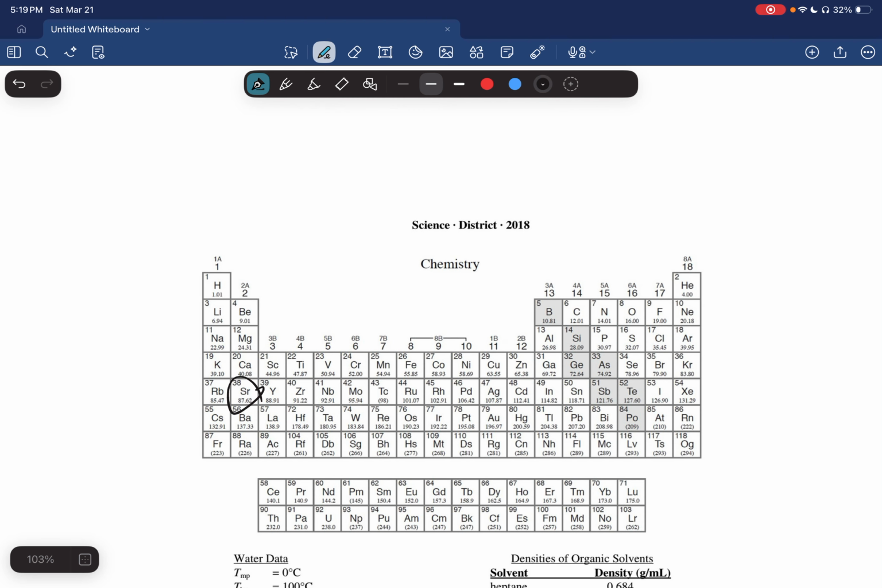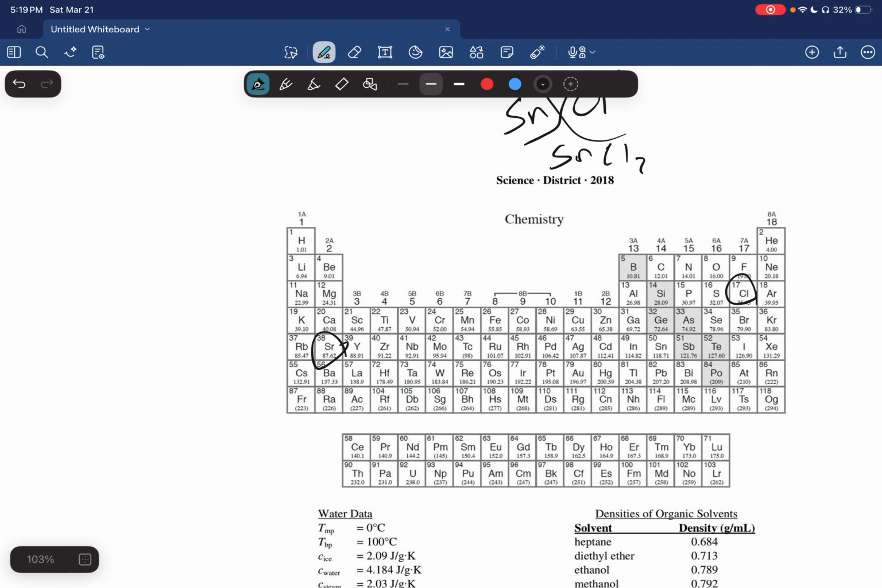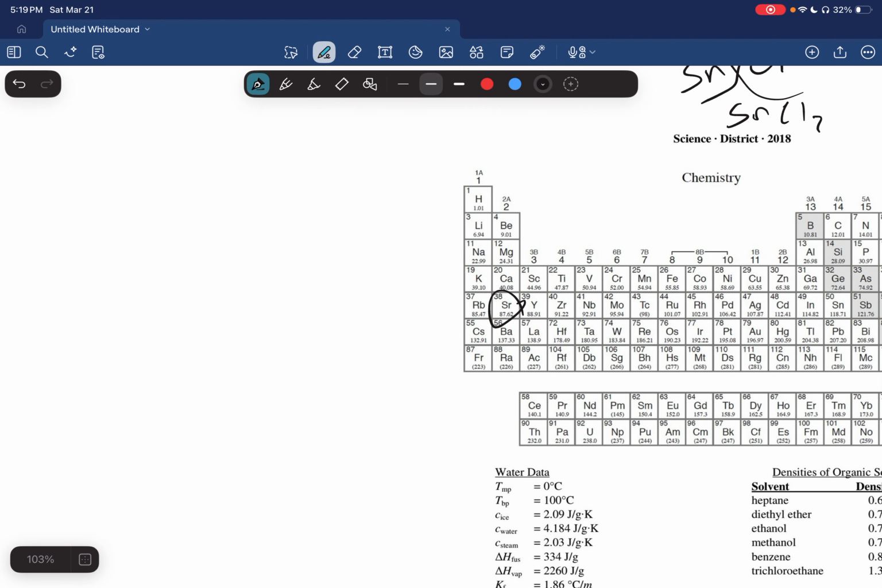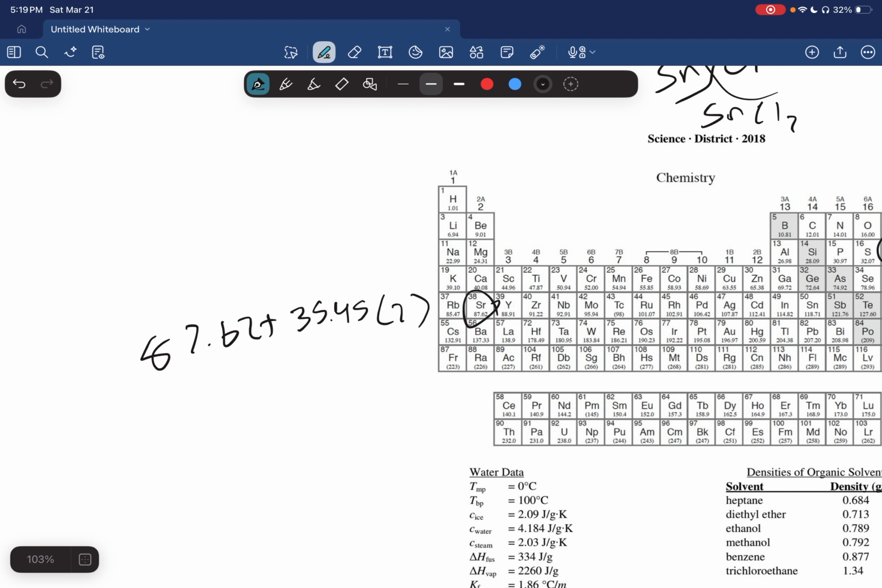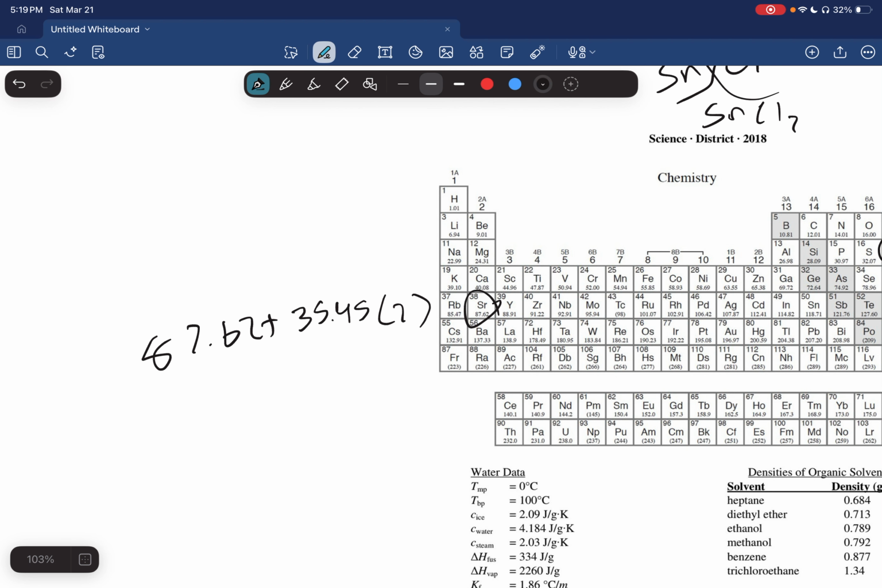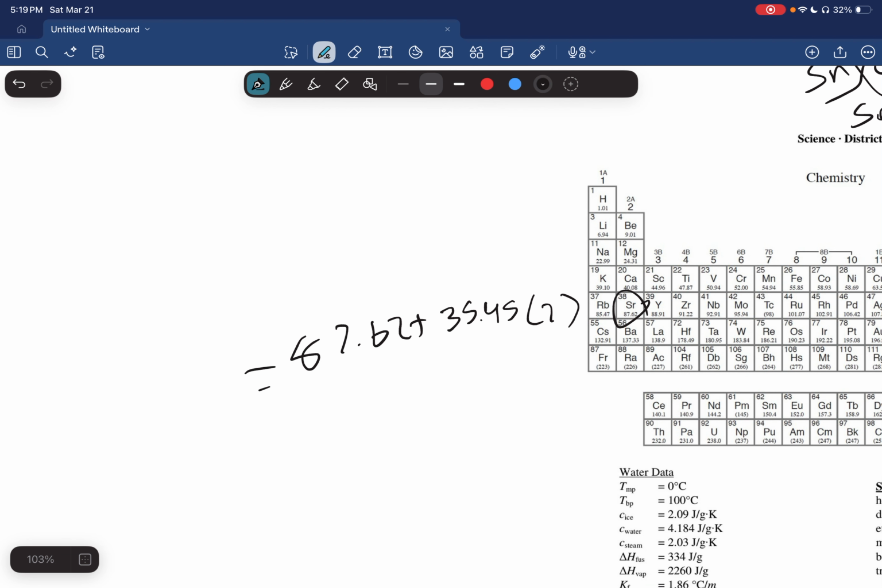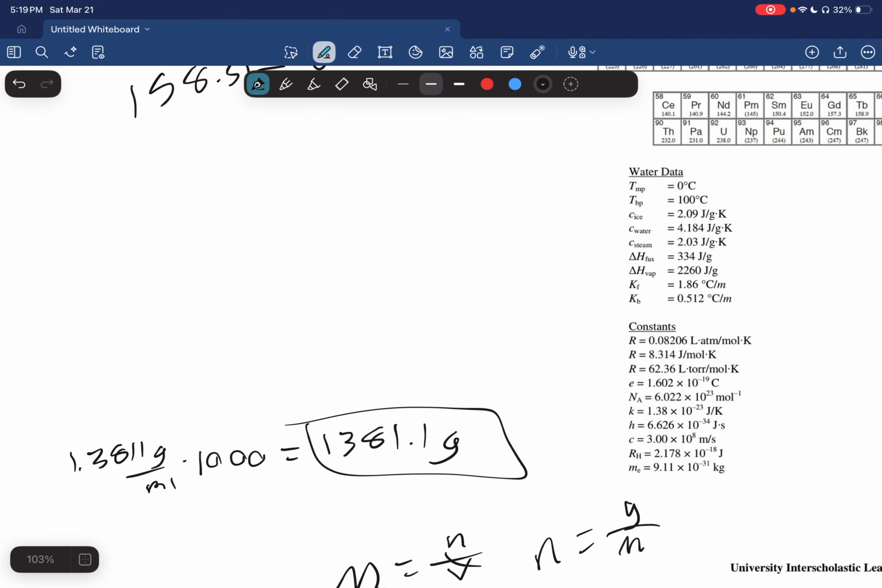So let's find out what the formula for strontium chloride is. Strontium is right here, chlorine is right here. So we'll have Sr and Cl. Strontium has a 2+ charge, chlorine has a 1-. When you crisscross, you'll get SrCl2. And so for molar mass, we just need to add those up. So 87.62 plus 35.45 times 2. When you put that in the calculator, you'll come out with about 158.52 as your molar mass.